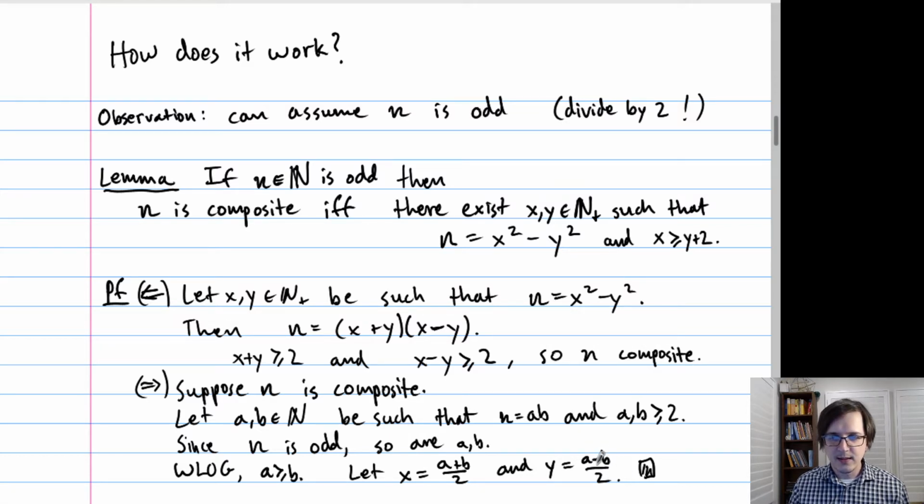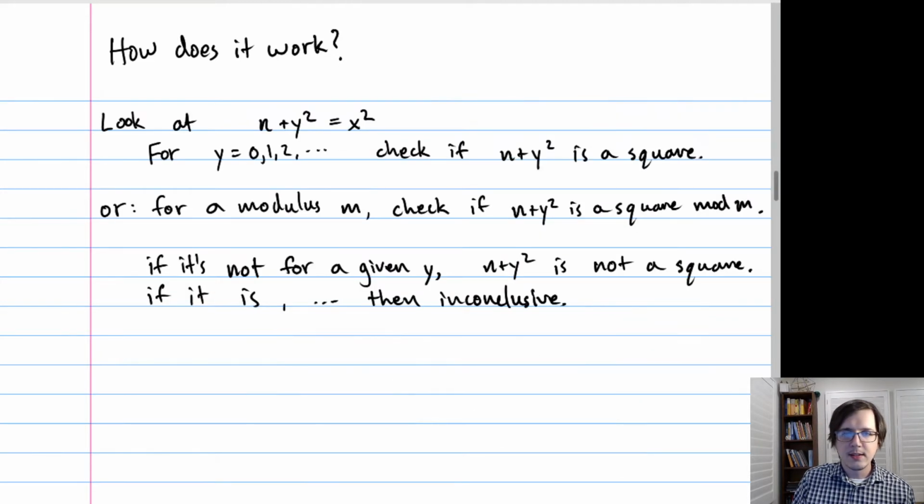And furthermore, if we take the difference of x and y, what we get is b, just on the nose, and that is greater than or equal to 2. So that satisfies that condition. Rearranging this, what we can do is take n and add squares one at a time to it and see if we get a square in the end.